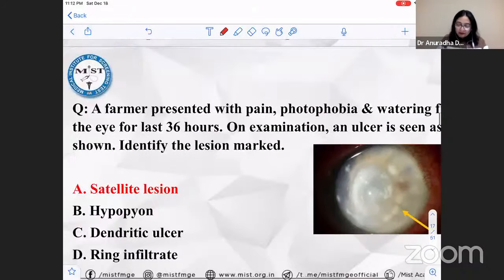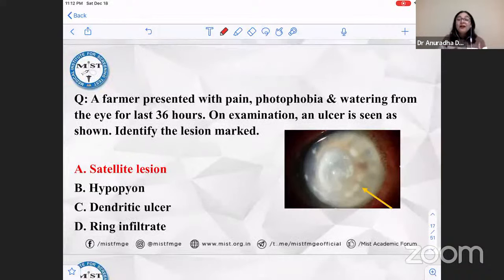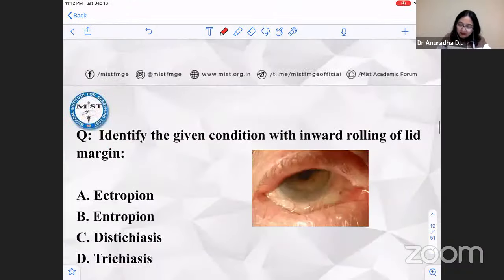So I really appreciate this as a very good question, because it is telling you how to identify which type of ulcer it is, and also how to identify the specific characteristic of that type of ulcer, because satellite lesion is specific of fungal corneal ulcer. It is specific of fungal corneal ulcer. So we are clear about the answer here, satellite lesion. Then moving on to the next question.